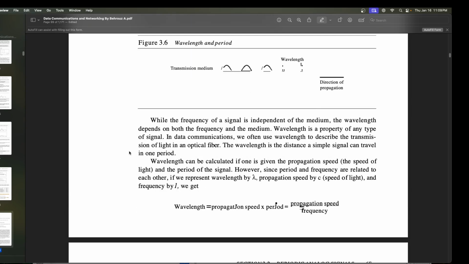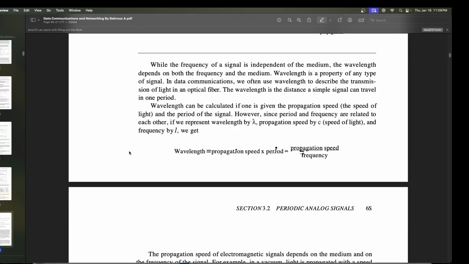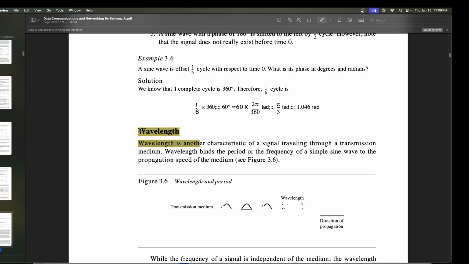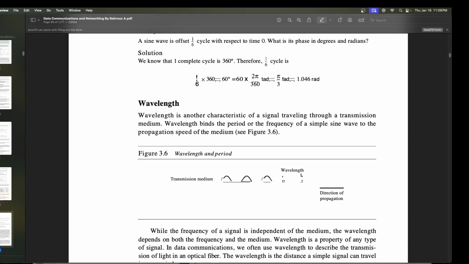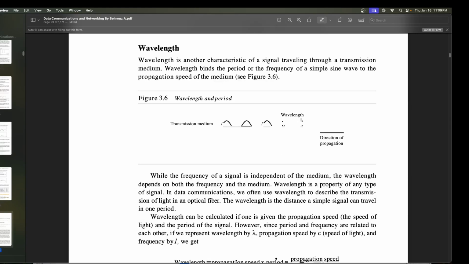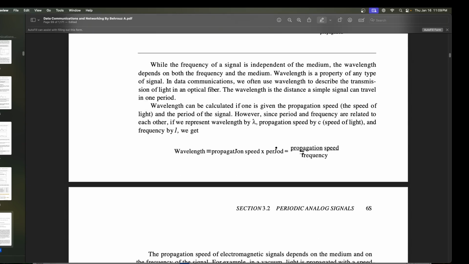Okay. Now how much should my wavelength be? Wavelength is another characteristic of a signal. Now we are in the medium. Through a transmission medium, wavelength binds the period or frequency of a simple wave to the propagation speed of the medium. So what does wavelength tell us? The frequency is independent of the medium. The wavelength depends on both frequency and medium. Wavelength is a property of any type of signal. In data communication, we often use wavelength to describe the transmission of light in optical fiber.